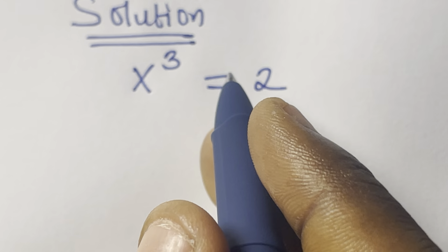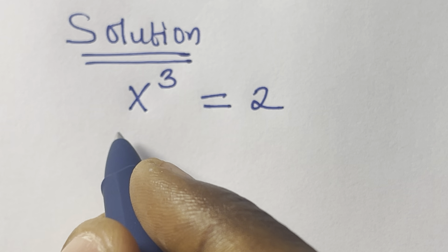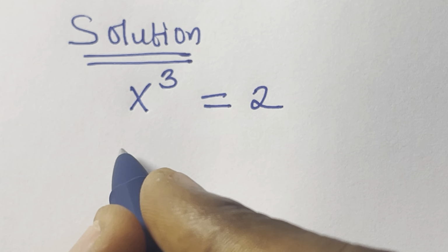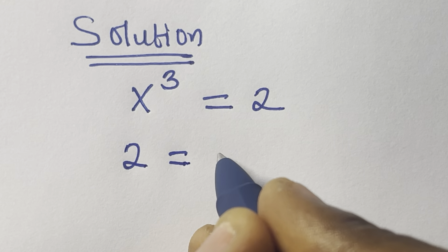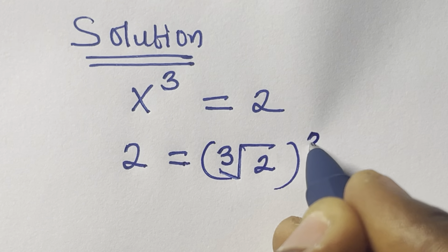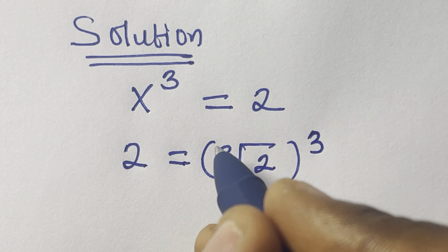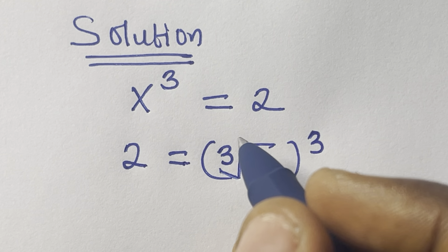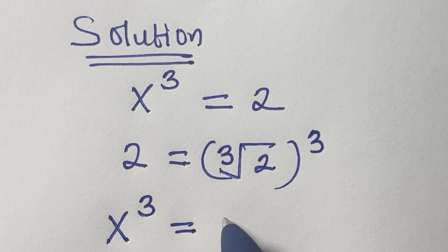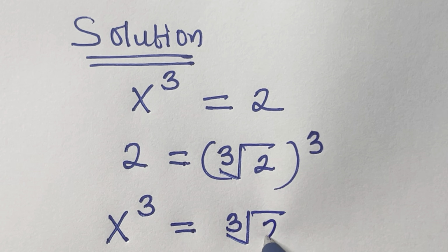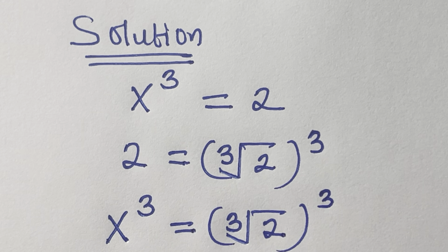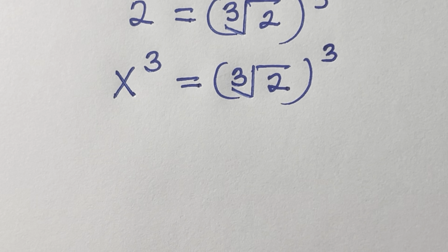Alright, now let's recall that we can express 2 to be equal to the cube root of 2 raised to the power 3. Because at the end, this cube will cancel this cube root, right? So now we have x raised to the power 3 equals cube root of 2 raised to the power 3, right? So what we have to do now is transfer this to the other side.